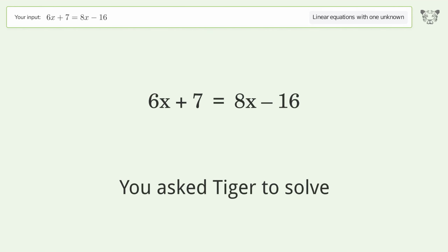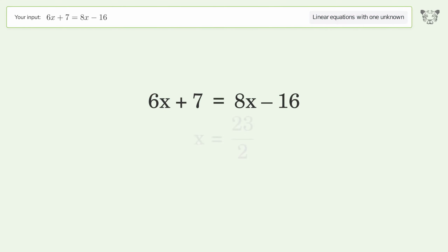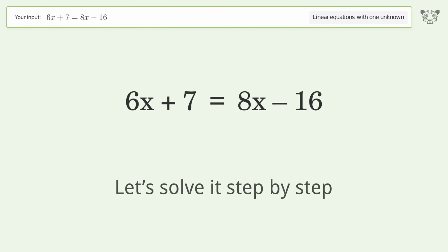You ask Tiger to solve. This deals with linear equations with one unknown. The final result is x equals 23/2. Let's solve it step by step.